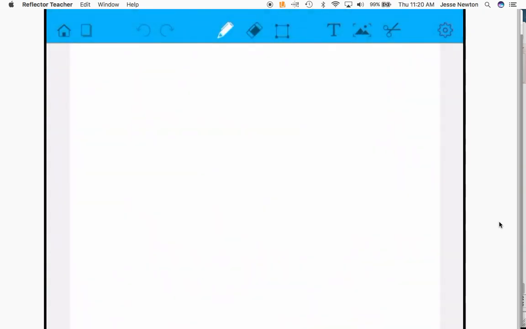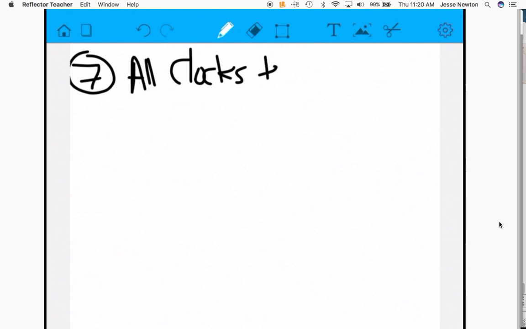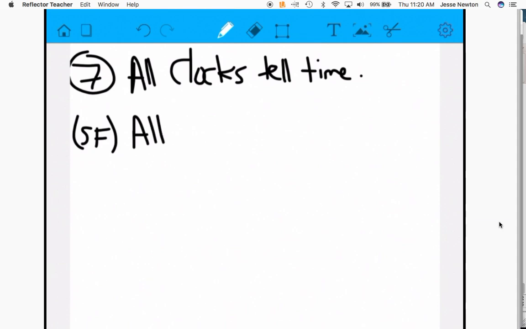All right. So let's move along. After number 6, you were also asked to do number 7. All clocks tell time. And this one is pretty close to being in standard form. It has the quantifier first, which is good. But what we're lacking here is we haven't named a class in our predicate term. Also, notice we're missing the copula, R. It's not listed.